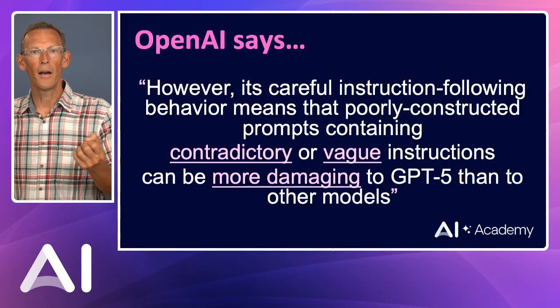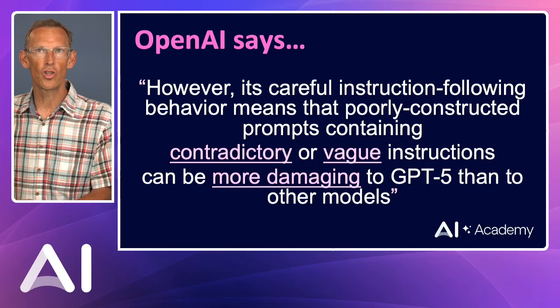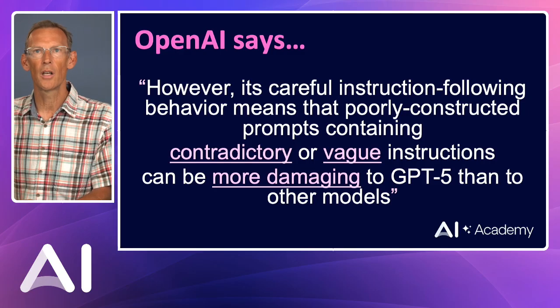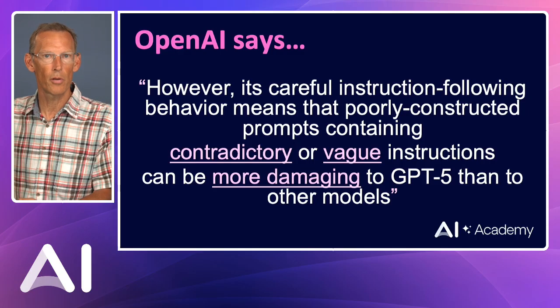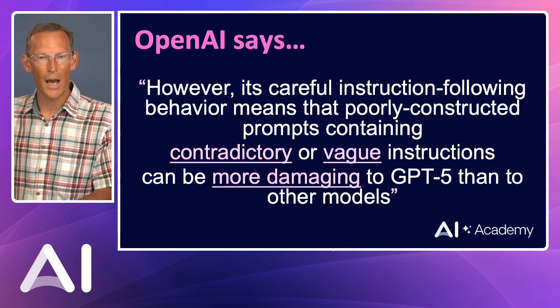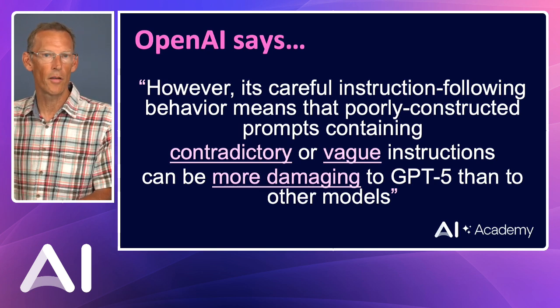And so we need to make sure that we avoid any ambiguity, any contradictions in our prompt, any vagueness. In fact, OpenAI in that article, they say very specifically, however, its careful instruction following behavior means that poorly constructed prompts containing contradictory or vague instructions can be more damaging to GPT-5 than to other models.